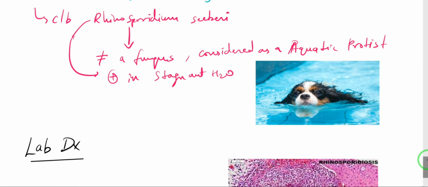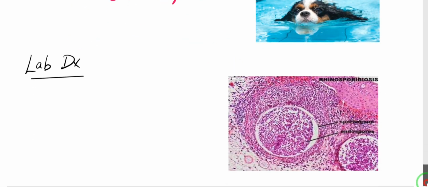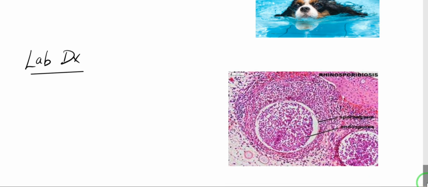Anyways, Rhinosporidium has this special thing. It is not cultivable. It is one of the organisms which cannot be cultivated in our labs. It is a non-cultivable organism. And now let's talk about the lab diagnosis. How are you going to diagnose this person based on what you see in the microscope? For the lab diagnosis, we are going to see the histopathology of the polyp, whether it is from the nose or ear or larynx, wherever it is present.